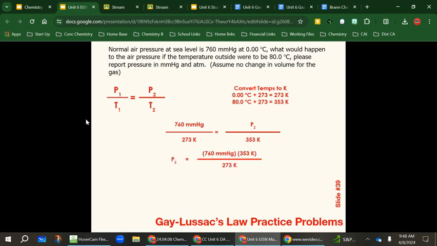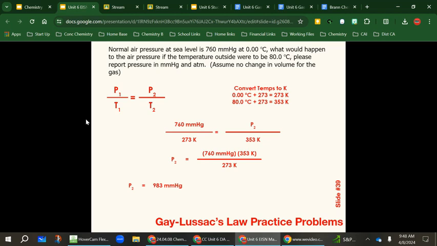So now I have 760 times 353 over 273. Real quick, what's happening to our temperature here? Going up. What's got to happen to our pressure? Got to go up. Pressure better end up being over 760. Do the math, ladies and gentlemen. I get 983 millimeters of mercury.